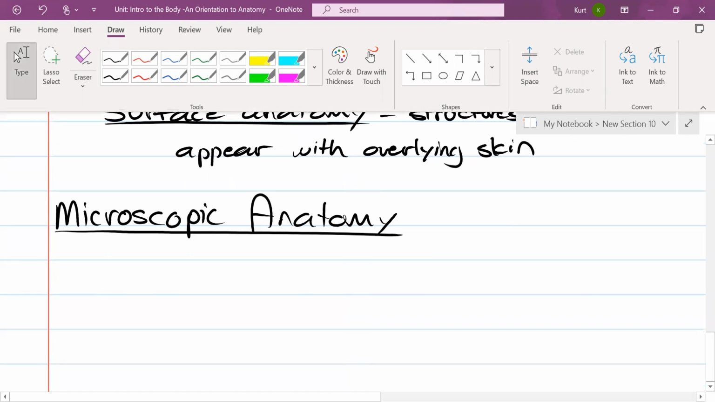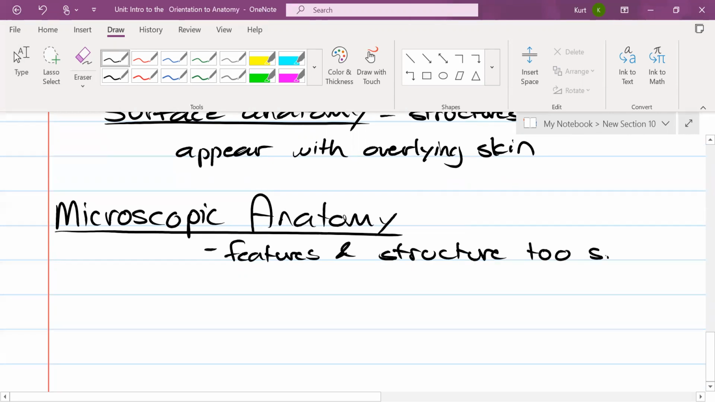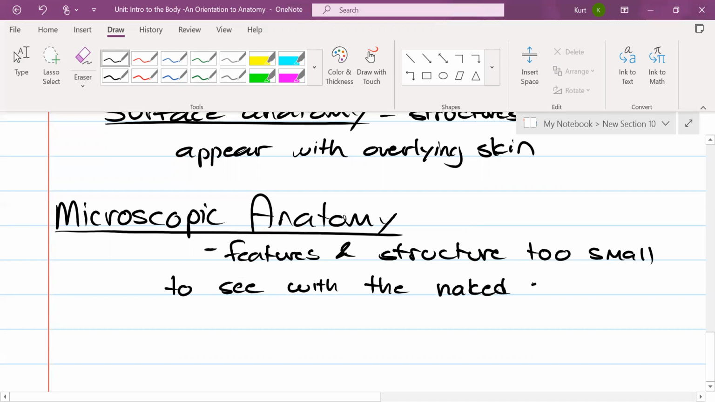So microscopic anatomy is just features and structures too small to see with the naked eye. And obviously, given by the name, you need a microscope.